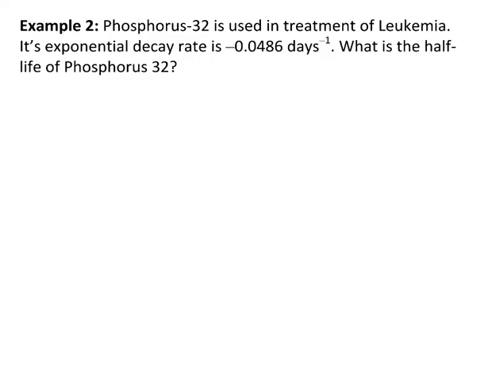All right, so phosphorus-32 is another one of those elements that decays. It has an exponential decay rate of negative 0.0486 days to the minus 1. So here K is negative 0.0486 over days, is how we could write that. But I don't know how much I start with, and I'm asked to find the half-life. So this one feels like I don't have enough information, but I actually do.